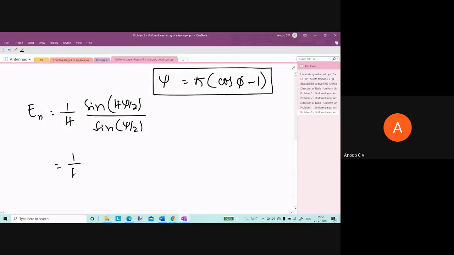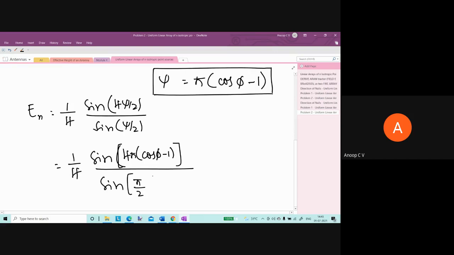En is equal to 1 by 4 sine of 4 times pi cos phi minus 1, so maybe I should write 4 times pi cos phi minus 1 divided by sine psi by 2, 1 by 2 times, so it is sine of pi by 2 times cos phi minus 1. Is it correct what I have done? So it is 4 times pi by 2 should be there. Psi by 2 means pi by 2 should be there.